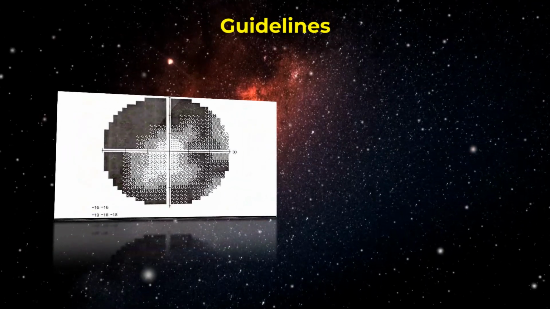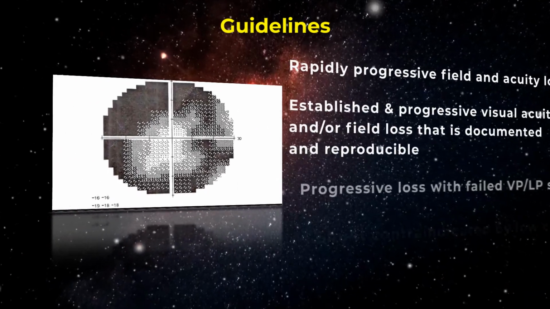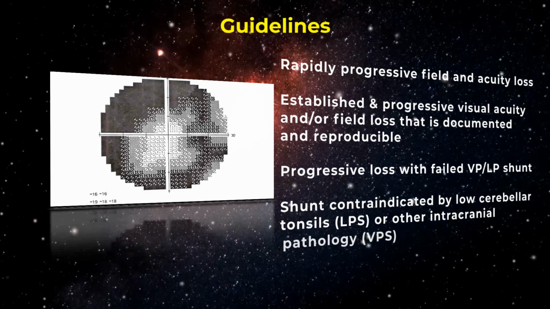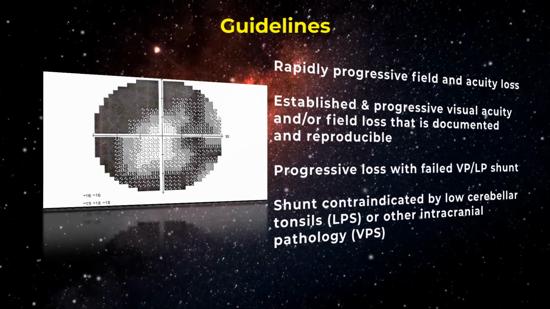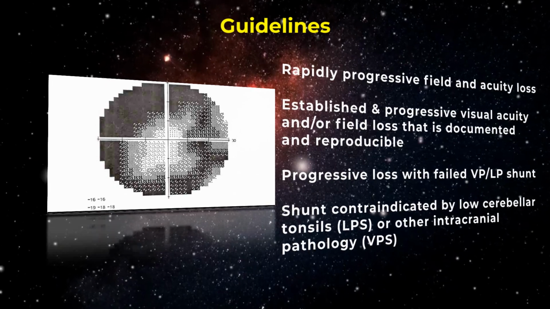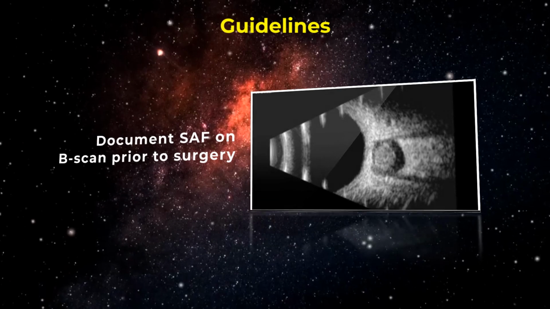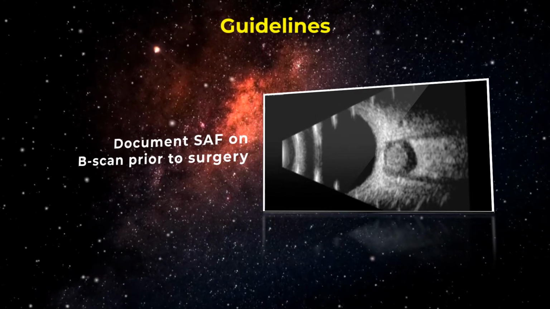So when would you operate? In cases where there's rapidly progressing visual field loss or acuity loss, which is documented and reproducible, in a failed shunt operation or when shunt is contraindicated. But one prerequisite is documentation of subarachnoid fluid on the B scan prior to surgery.